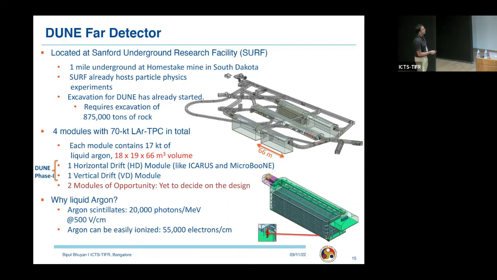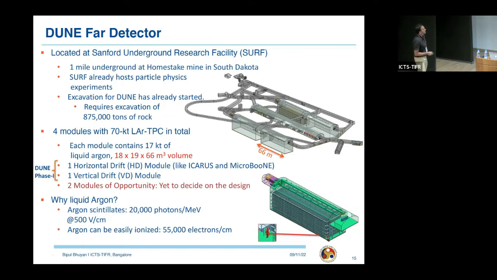So each of these modules is going to be about 18 meter by 19 meter by 66 meter. In phase 1, two modules will be put in there. So this one and this one, or this one and this one. One is going to be a horizontal drift. This is going to be based on a model from the IISc as well as the MicroBooNE detector.